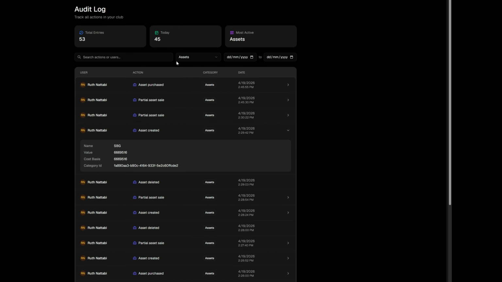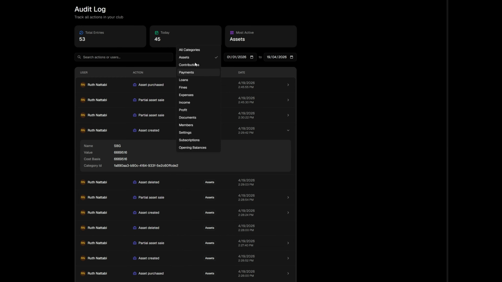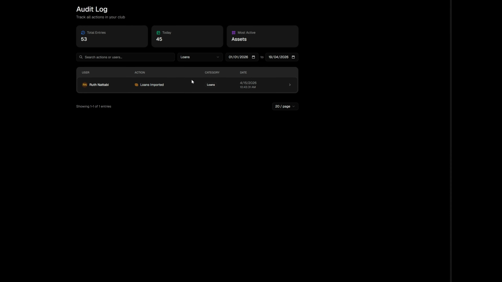You can also use the date to sort. So we can say which activities have gone on this year and to today. And this could be for maybe loans.